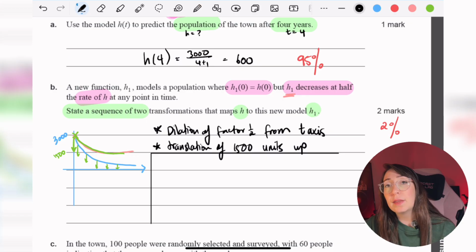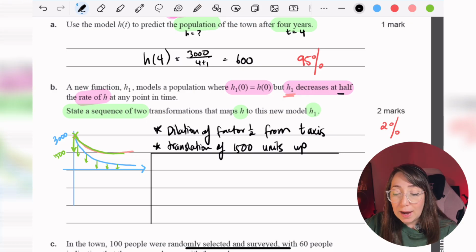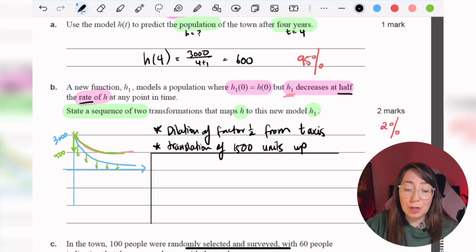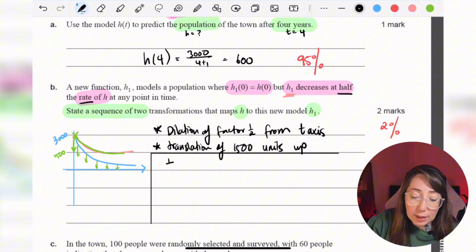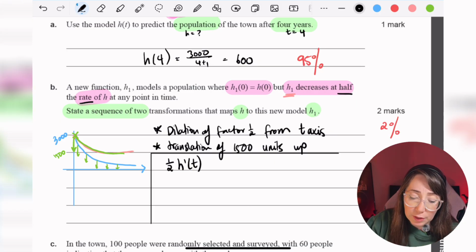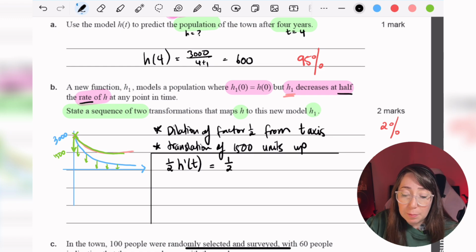Well, I'm going to follow the exact wording of what it says. H1 decreases at half the rate. What is the rate? That is H dash. It is the derivative. So we want half of the derivative of h of t. That is half the rate. So that's the first thing that we know. So let's go ahead and actually do that. I'm going to multiply the derivative of h of t by a half.